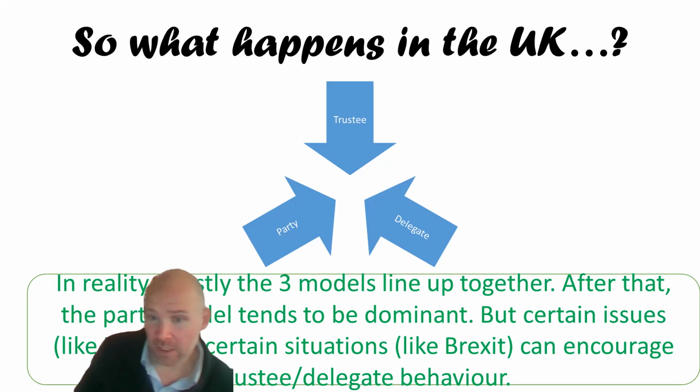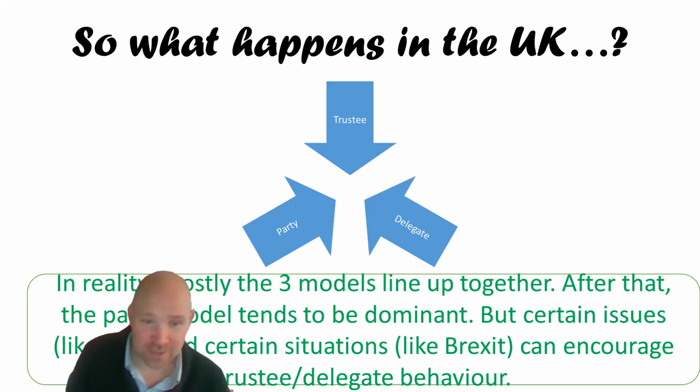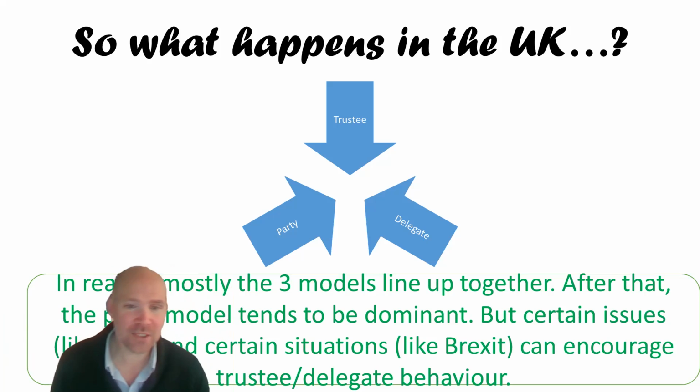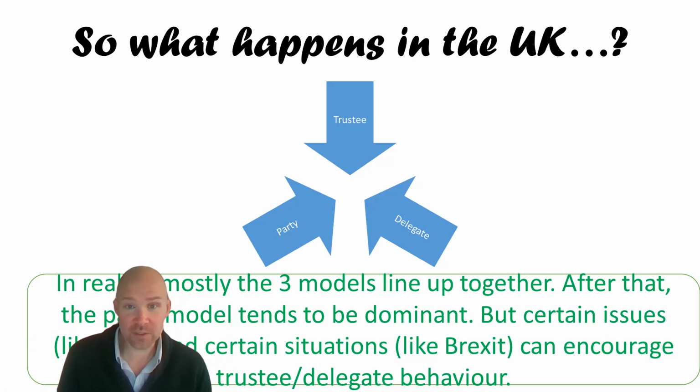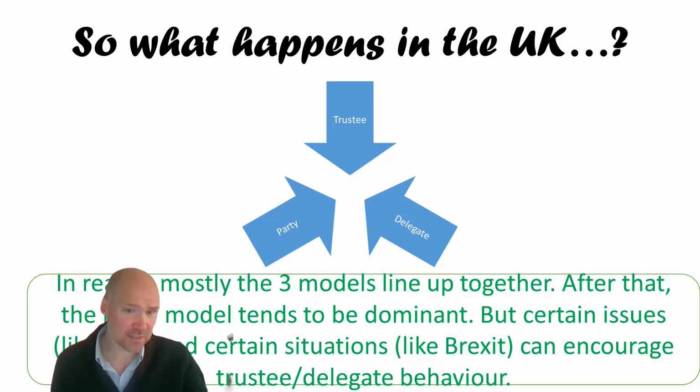But not always, because, like it says somewhere over there, certain issues like, for example, HS2 and certain situations like Brexit can encourage more trustee or delegate behaviour. For example, there are certain MPs who don't want HS2 because their constituents have demanded it. So, for example, right now, I think it was actually Boris Johnson and others who were saying, well, my party is saying vote for HS2, but I'm not going to, because my constituents are very strongly against this, so I'm not going to do it. So they break the party model.